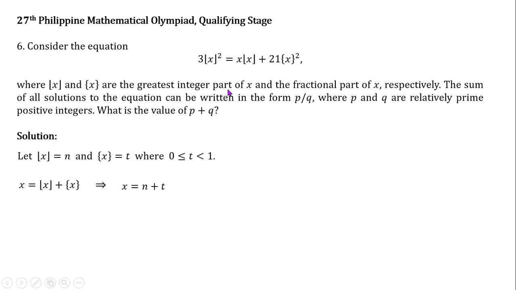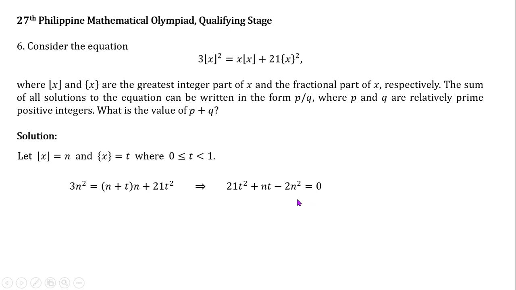Now if we replace the floor of x and the fractional part of x by n and t respectively in the original given equation, we have the new equation 3n squared equals quantity n plus t times n plus 21t squared. Now, if we rearrange the terms, we come up with the equation 21t squared plus nt minus 2n squared equals 0.